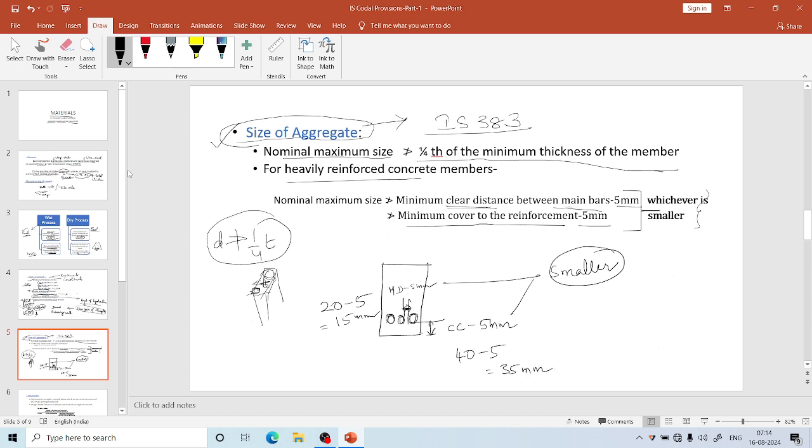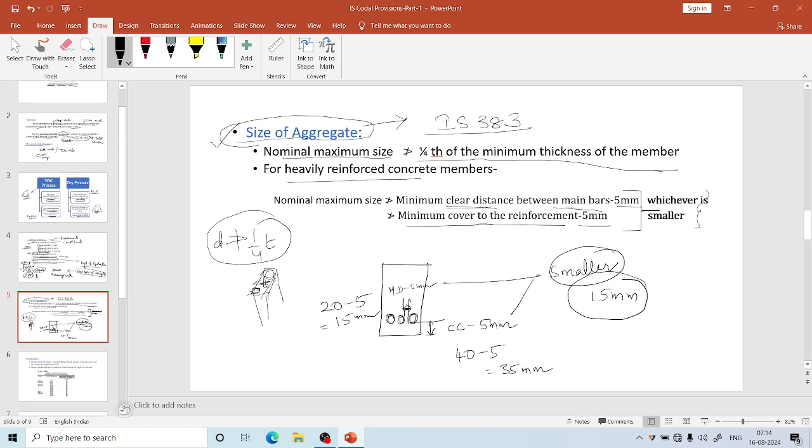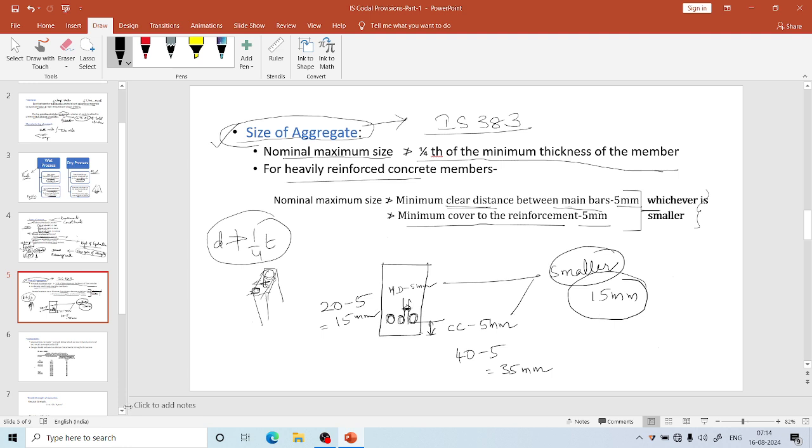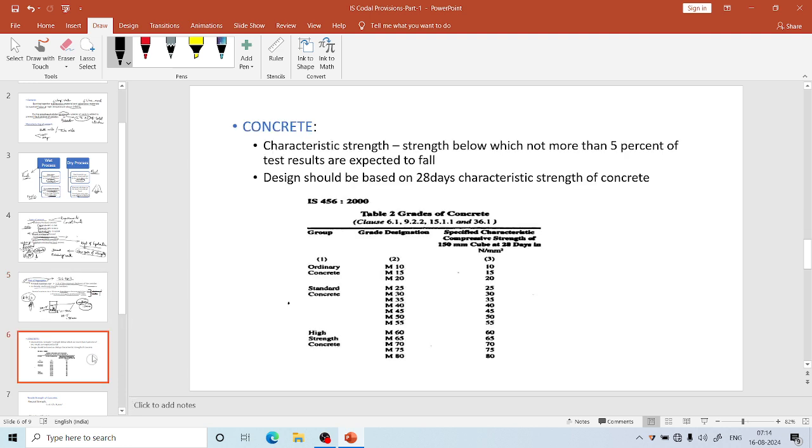Minimum of the smaller value between these, so the maximum size of aggregate which we can use here is lesser than 15 mm. That is the codal provision related to the maximum size of the aggregate. Then we have concrete. In concrete, the first thing is compressive strength. We all know that concrete is strong in compression and weak in tension.